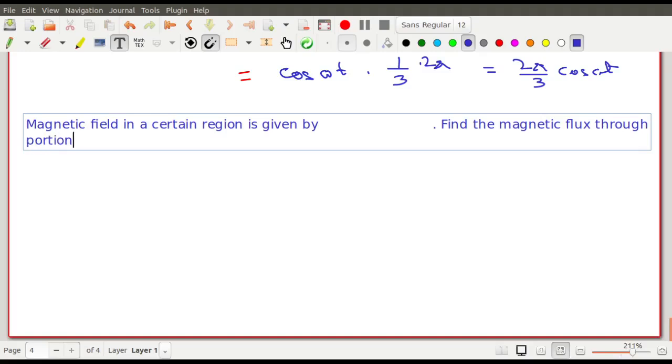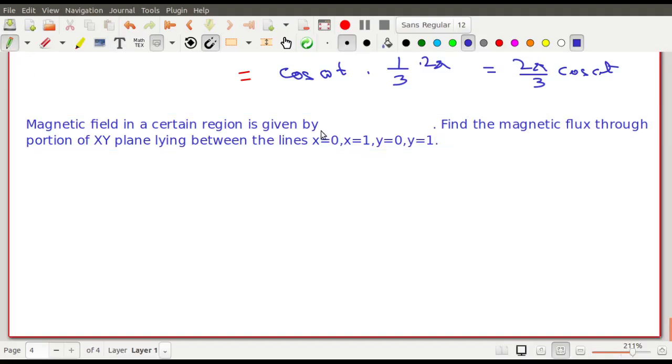portion of xy plane lying between the lines x equals to 0, x equals to 1, y equals to 0, y equals to 1. Right? So the magnetic field is given by.